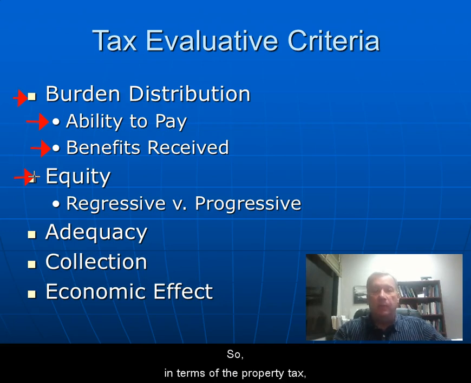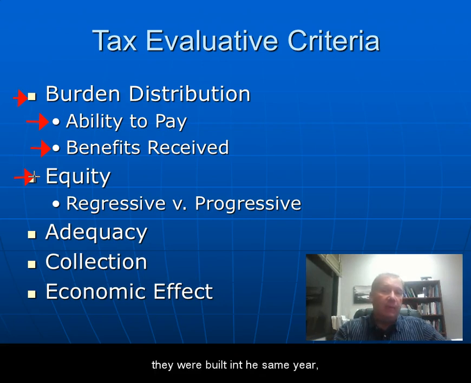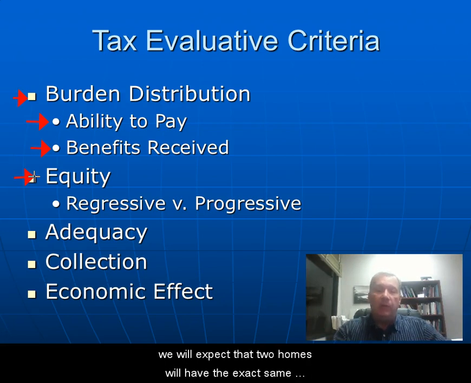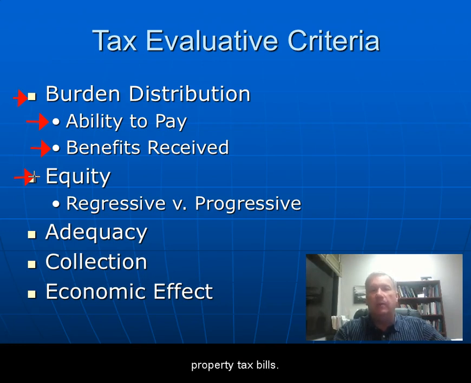So, in terms of the property tax, if we have 2 identical homes located next door to each other, completely identical, they have the same square footage, they were built in the same year, they have the same amenities, we would expect that those 2 homes will have exactly the same property tax bills. That's true in many states.